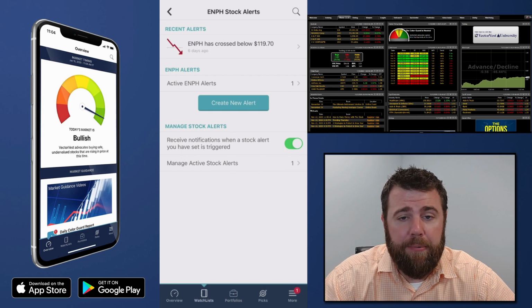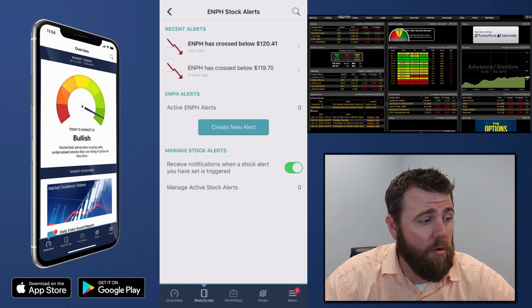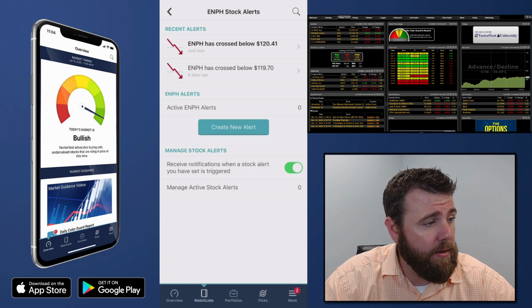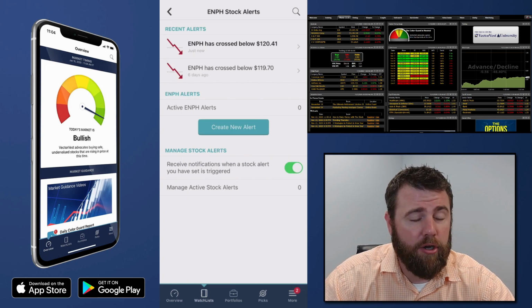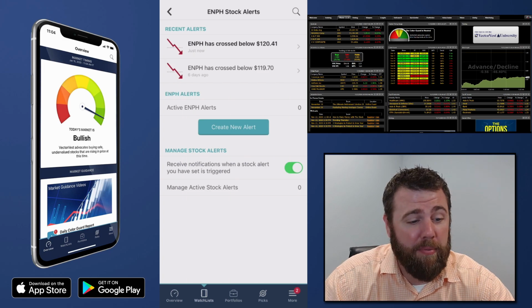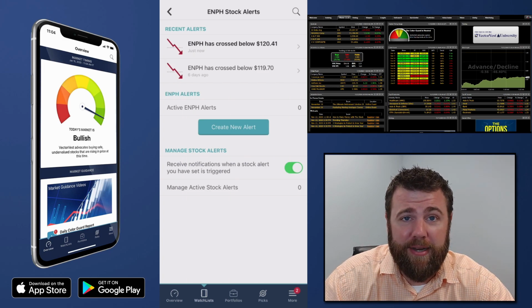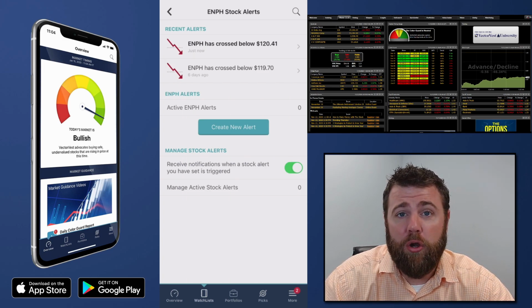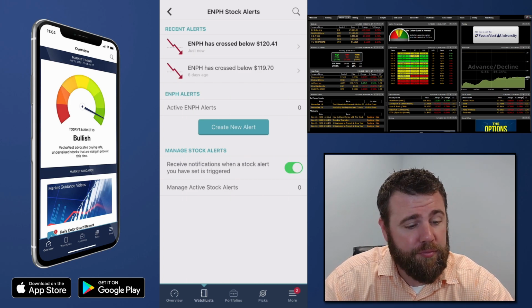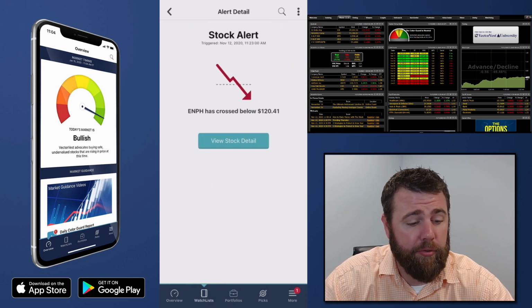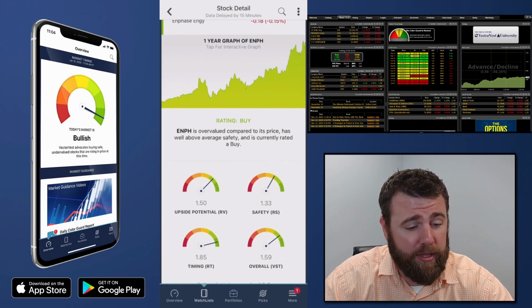So this will help you now, if you're on the go or at work, whatever it may be. I would have gotten the alert, but I have do not disturb turned on my phone, but you would see the notification pop up on the top just like you do with any other notification you get to your phone. You tap on it, it'll tell you it's crossed below that level that you set. You can go view the details so you can quickly get the information you're looking for on those stocks.